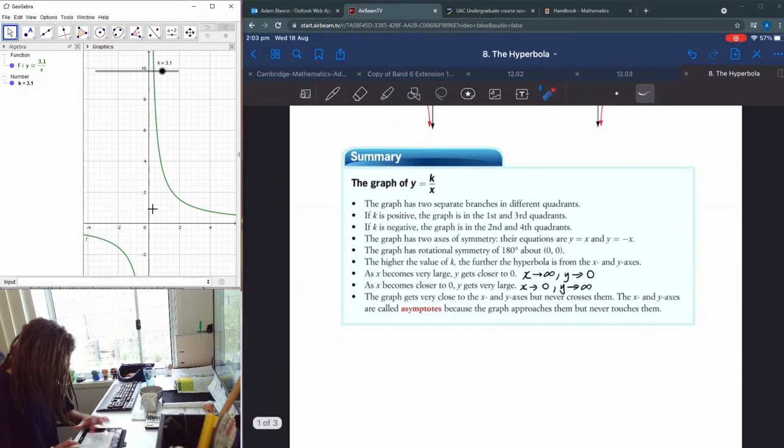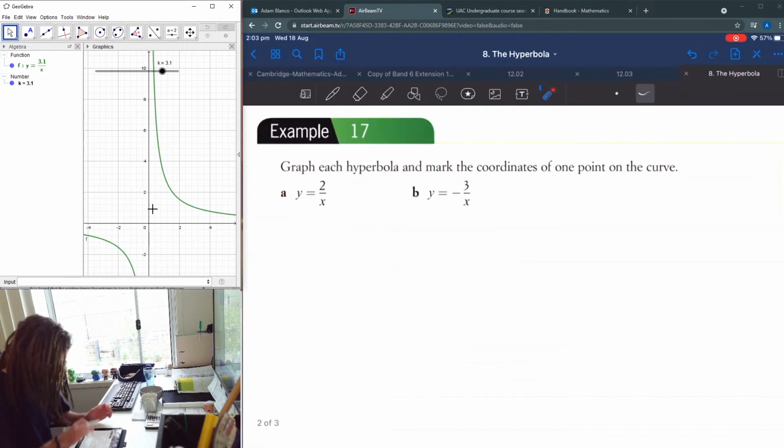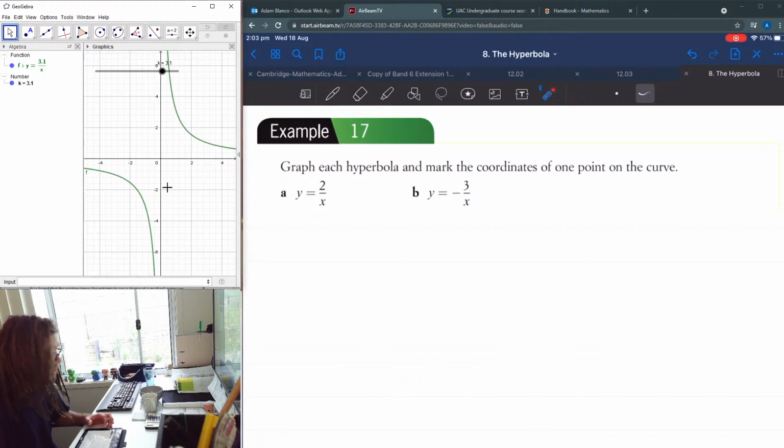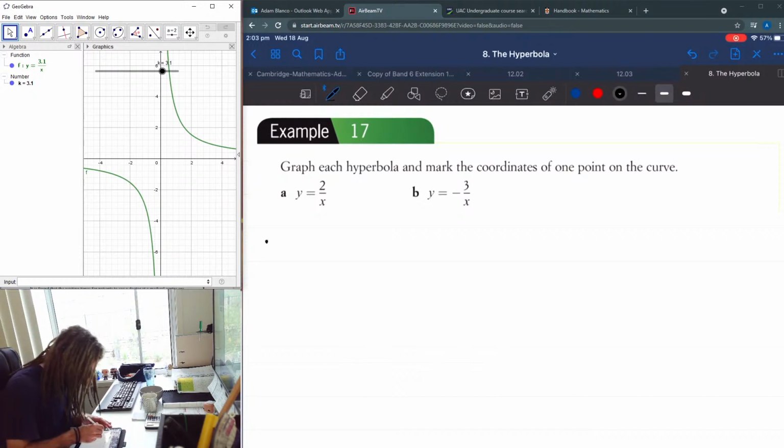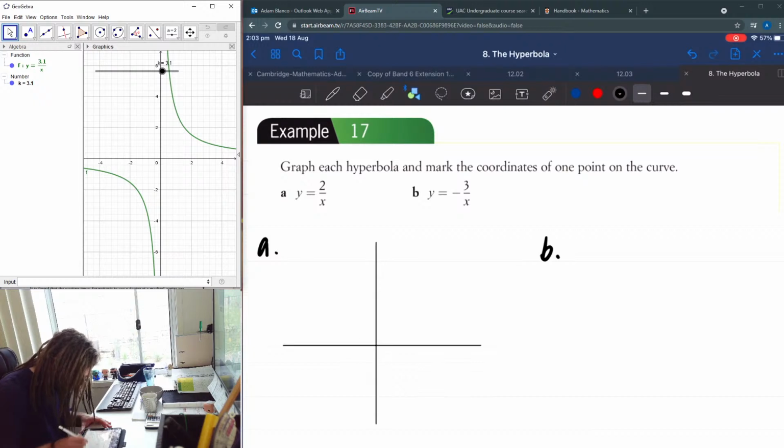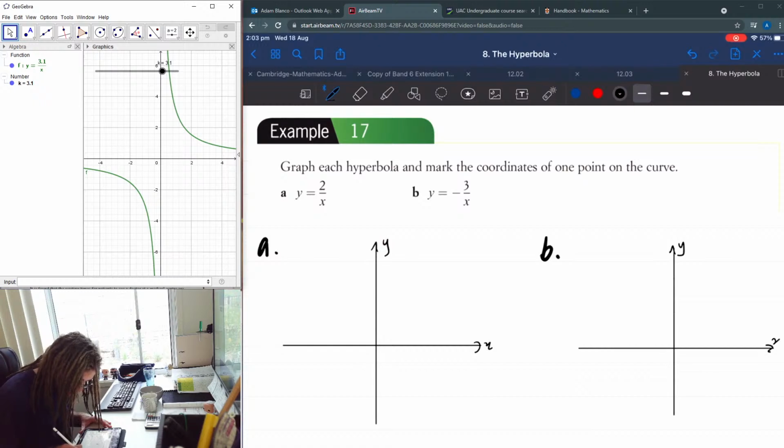Okay, so that's everything to do with the hyperbola. I'm going to leave that one in the top left so that you can get an idea of what the normal one looks like. I like comparing it to the original. Right, I want to graph these two things. So let's call this A, let's call this B. So the first one, y, x, y, x.